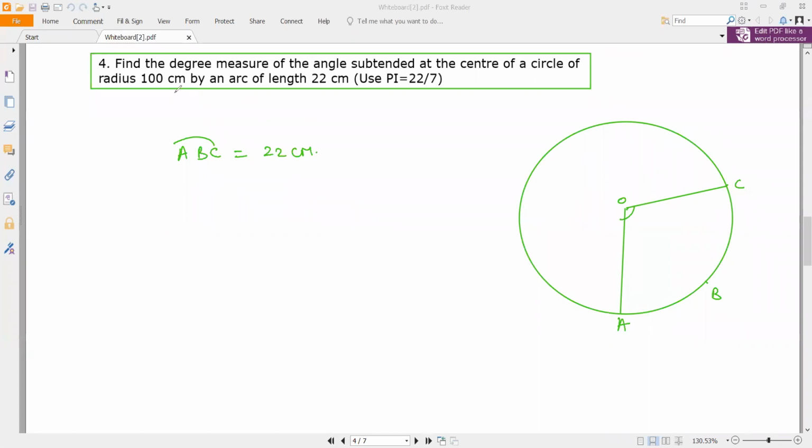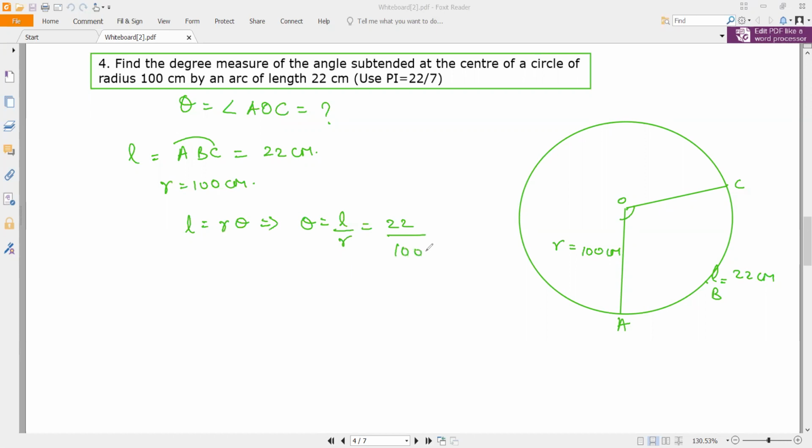To find the degree measure of the angle subtended, the theta value is to be calculated, which is angle AOC, when your radius is equal to 100 centimeters and this arc length is equal to 22 centimeters. So let this radius be R and this arc length be small l. R is given as 100 centimeters. Now we know that there's a relation between the length of the arc, L, R and theta. So L is equal to R theta, which means theta is equal to L upon R. Length is 22, radius is 100 centimeters.